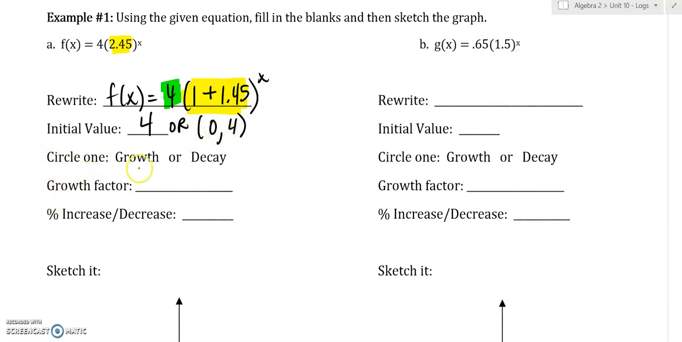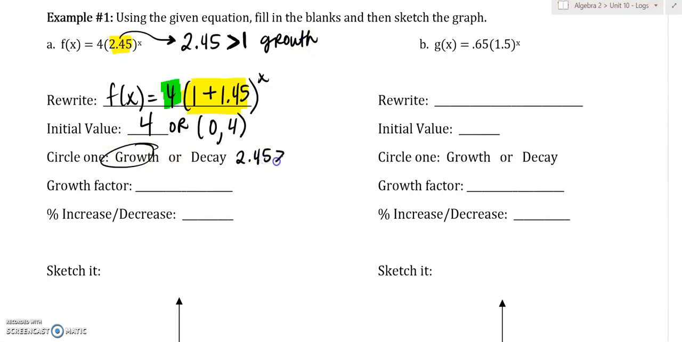The next piece is growth or decay. Let's figure out, is it growing or is it decreasing? Well, an easy way to figure this out is you can look at the number in the very beginning, the 2.45, and you can compare it to the number 1. If that number is larger, which 2.45 is much bigger than 1, then we know that this means it is a growth problem. So that means I can go back down and circle growth. Again, the reason is 2.45 is bigger than 1.